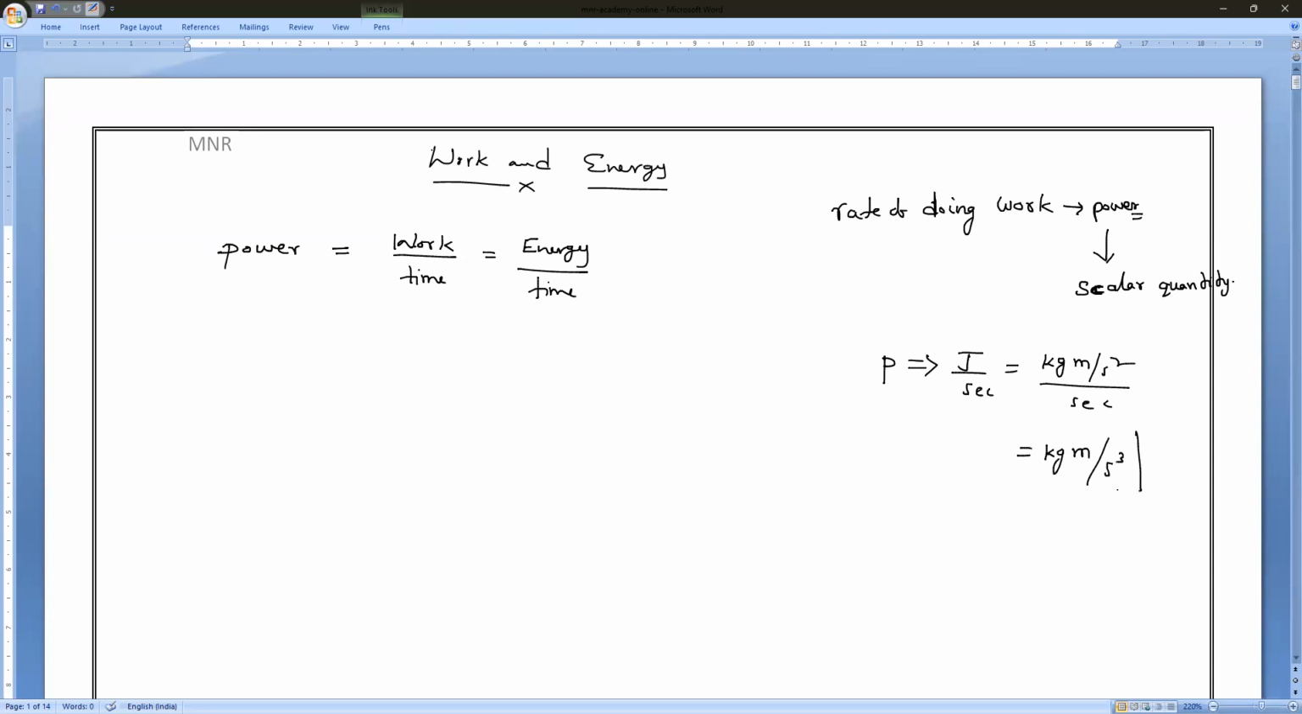Is it right? Please respond, all of you. Kilogram meter square per second square. So what are the dimensions, guys? Please, fast. M power 1, L power 2, T power minus 3. Verify yesterday's things. Is it right or wrong? Verify, everybody.